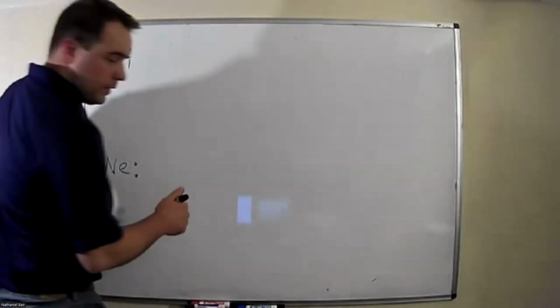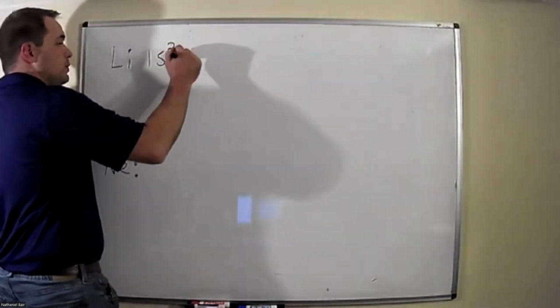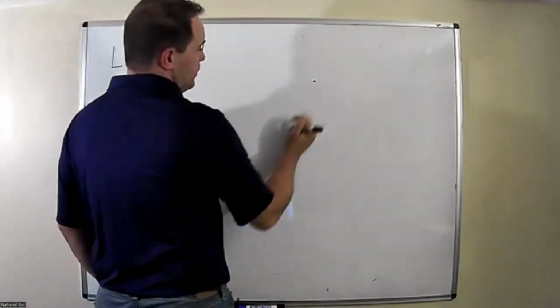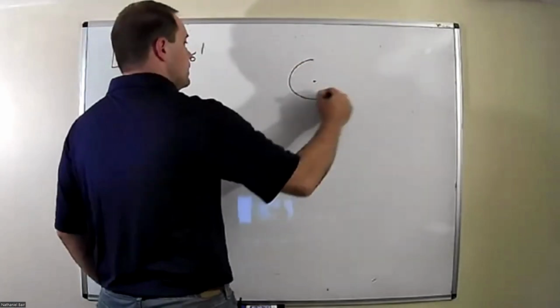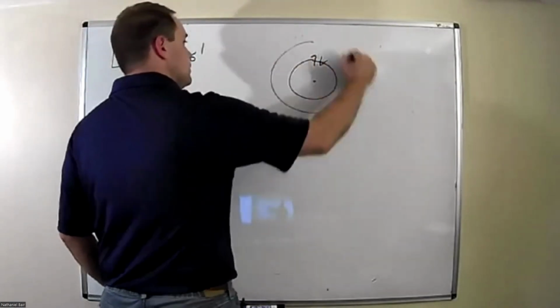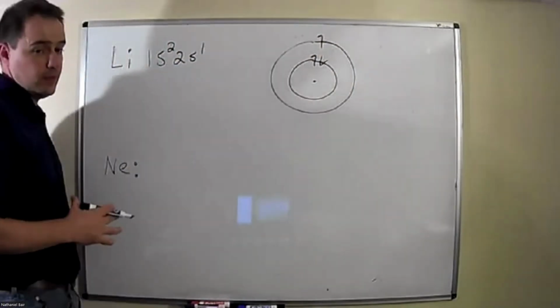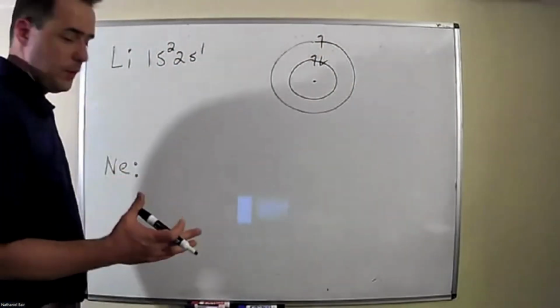So hopefully for lithium, you wrote 1s2, 2s1, and we're going to draw our picture. Dot for the nucleus. We're going to change that in a second, but it's got a 1s2, 2s1. Hopefully that's coming back to you from Monday night, right? It's hard to forget it when we just did it, right?